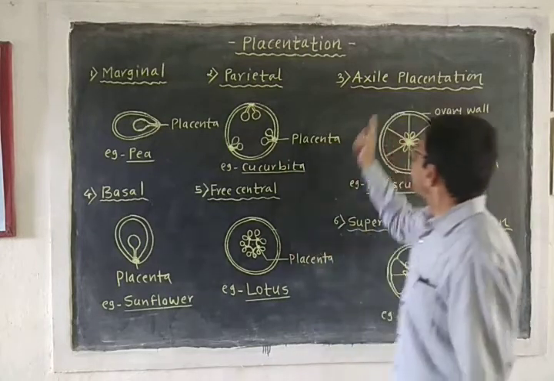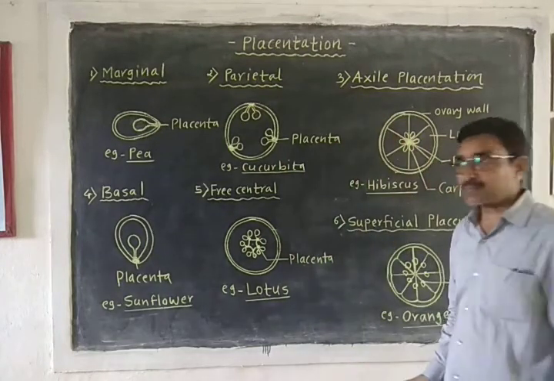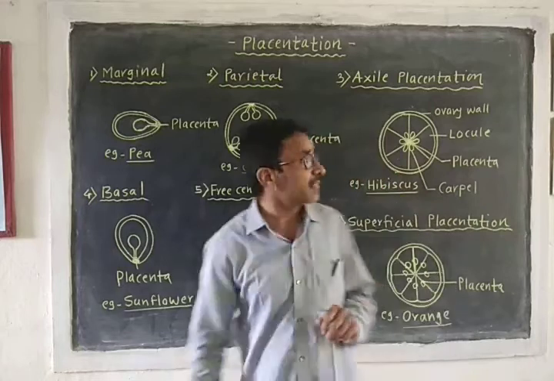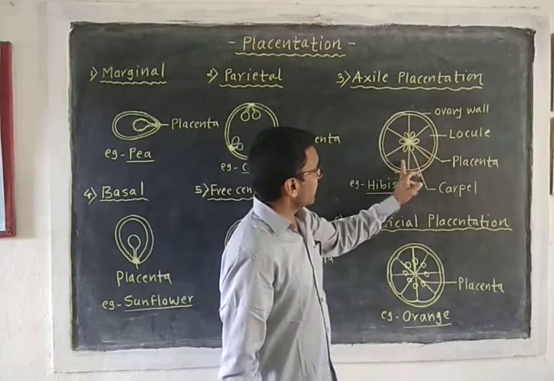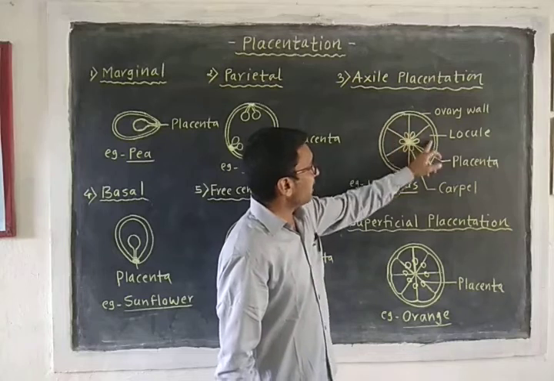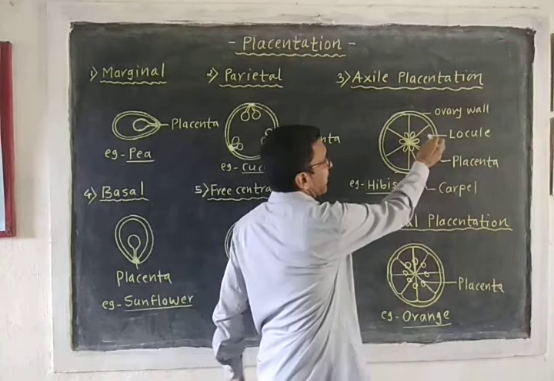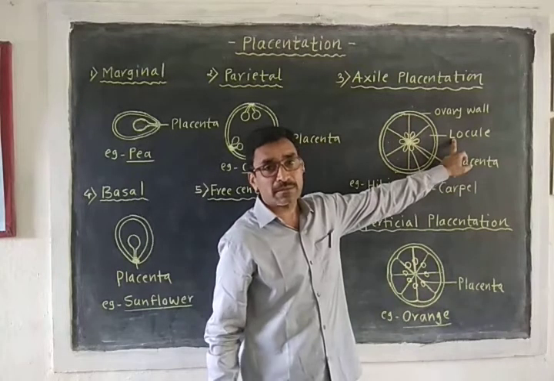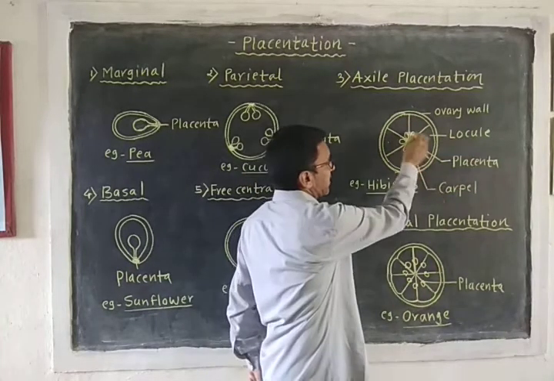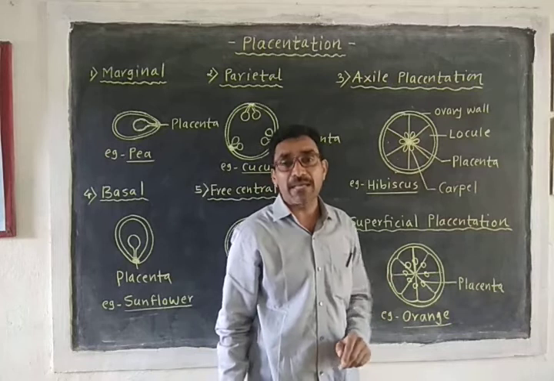The next one is axile placentation. This is the third type of placentation. It is multilocular because many chambers are present, and hence it is called as a multilocular. Here many carpels are present, hence it is called as a multicarpellary.